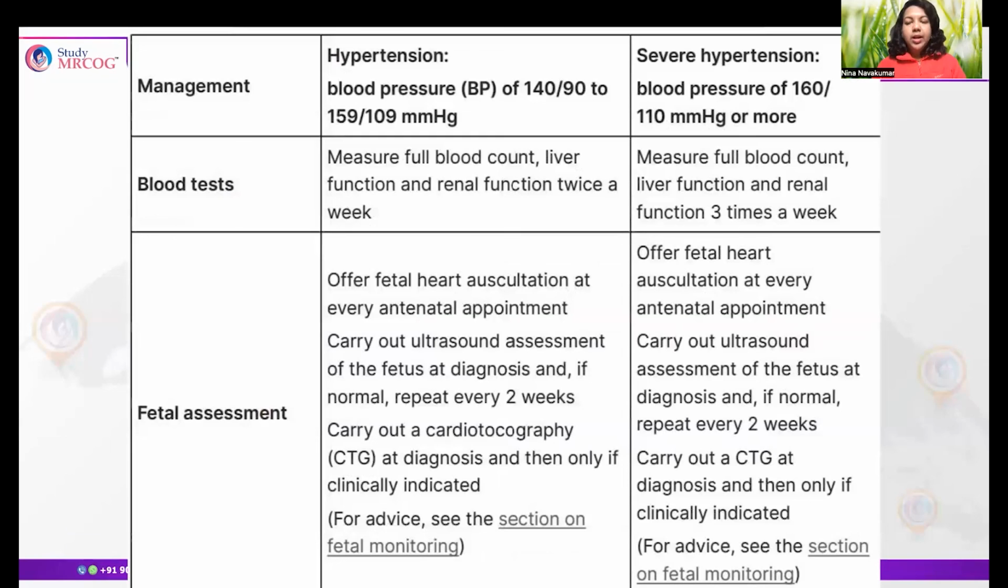And blood investigations to be done are CBC, the complete blood count, liver function test and renal function test. These need to be done twice a week. In gestational hypertension, it was only weekly. Fetal assessment: fetal heart auscultation at every antenatal checkup, ultrasound to be done at diagnosis and then repeated every 2 weeks, CTG to be done at diagnosis and only if clinically indicated we need to repeat it.